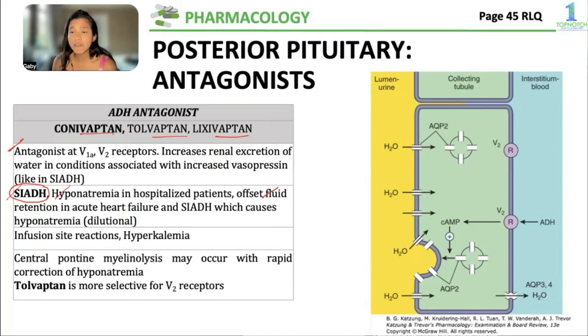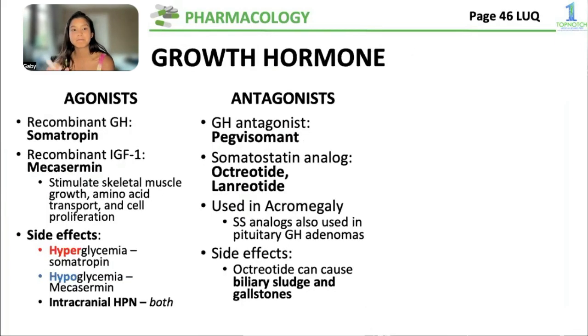Now, what is a feared side effect of giving conivaptan? Remember, if you correct hyponatremia too quickly, which is what conivaptan is supposed to do, it can present with central pontine myelinolysis, okay, or central pontine demyelination, which is potentially fatal. So that's why whenever we have a hyponatremic patient, we always correct their sodium slowly and we always monitor by how much their sodium is improving. So of these ADH antagonists, ang pinaka-selective sa V2 receptors ay si tolvaptan.